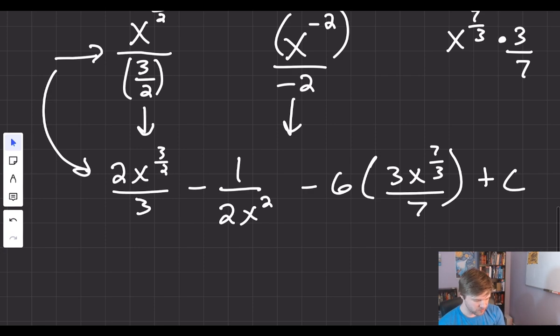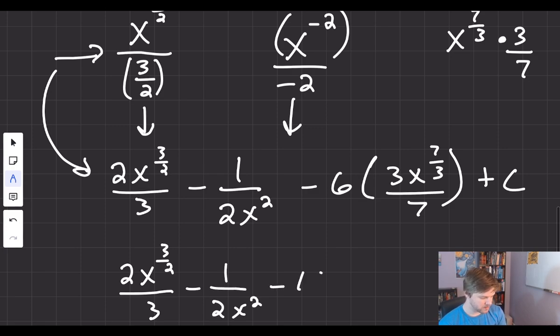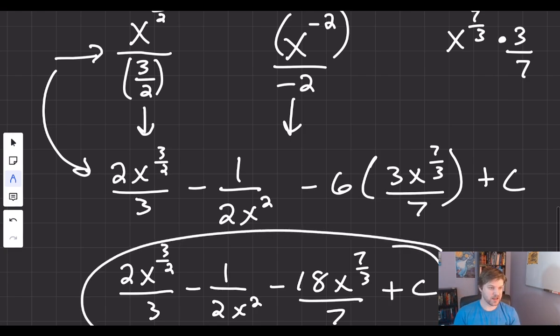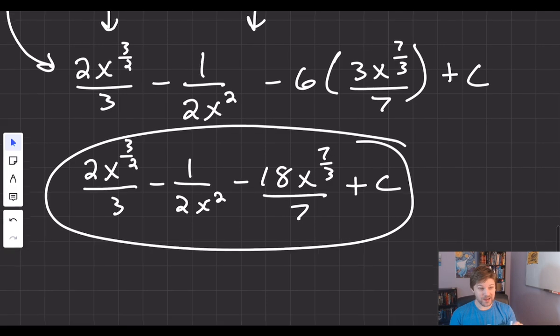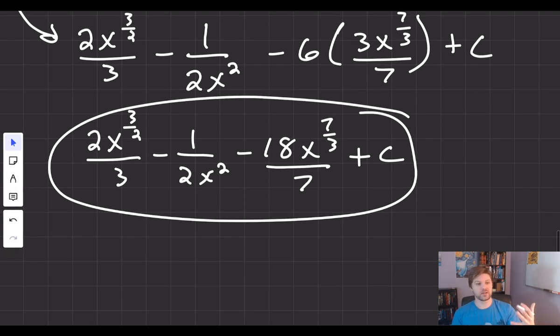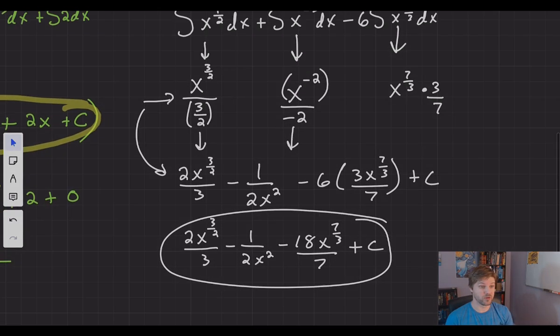So this becomes 2x to the 3/2 over 3 minus 1/2x squared minus 18x to the 7/3 over 7 plus c. And like I said, I'm going to leave it to you guys as extra practice to take the derivative of that and make sure that you get the integrand back. Okay? All right. Now let's look at our hard question.